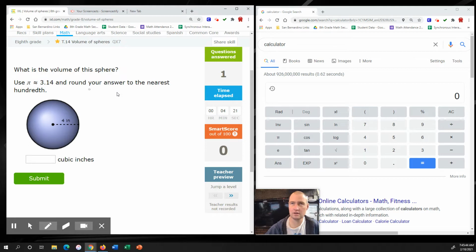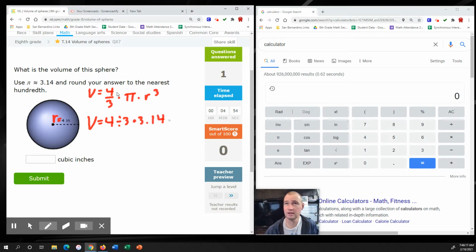So I got volume equals 4 over 3 times pi times r to the third. All right. And notice that the radius is equal to 4. So next step, I got volume equals 4 divided by 3. If you don't like the fraction, it's division, right? Multiply 3.14, which is representative of pi, times 4 to the third power.